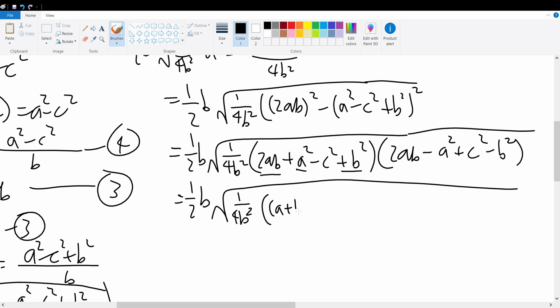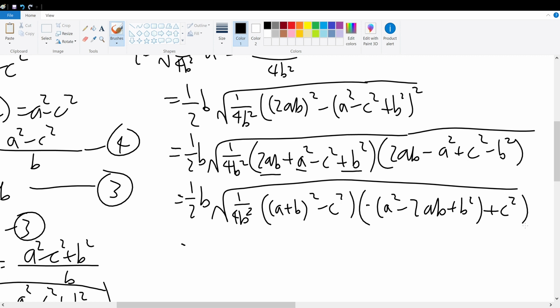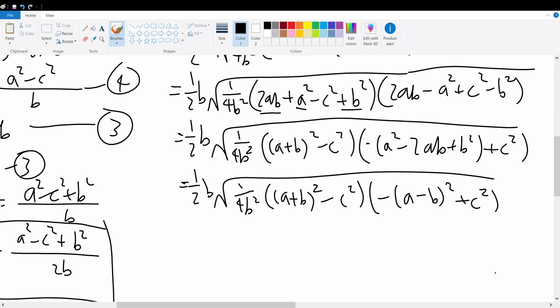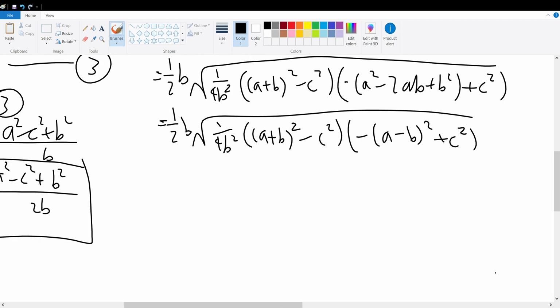This becomes (a plus b) squared minus c squared multiplied by, factoring out the negative sign, (a squared minus 2ab plus b squared) plus c squared, which can be equal to half b multiplied by the square root of 1 over 4b squared multiplied by, this remains unchanged as (a plus b) squared minus c squared, multiplied by the negative of (a minus b) squared plus c squared, which once again we have written in the form of a squared minus b squared.